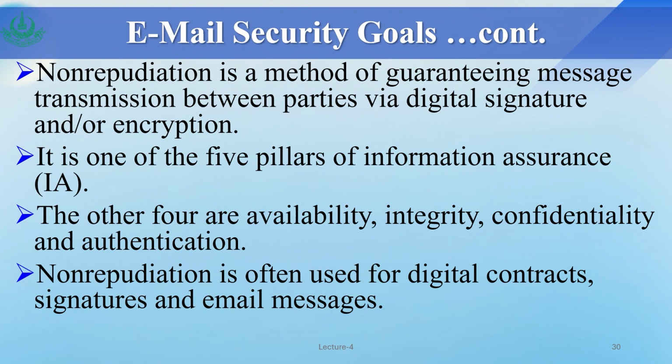Non-repudiation is a method of guaranteeing message transmission between parties via digital signature and encryption. It is one of the 5 pillars of information assurance. The other 4 are availability, integrity, confidentiality, and authentication. Non-repudiation is often used for digital contracts, signatures, and email messages.